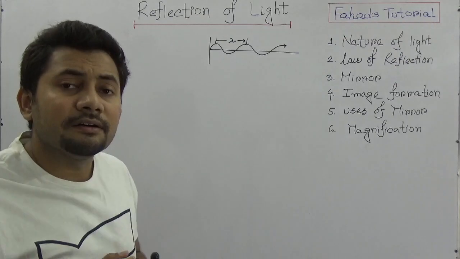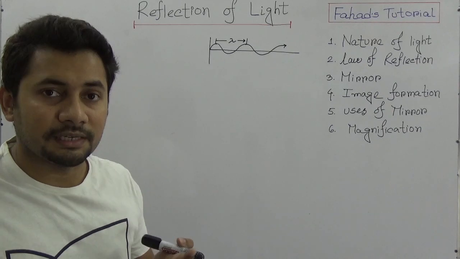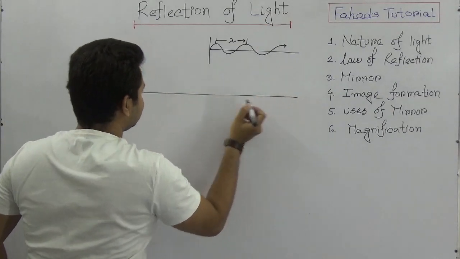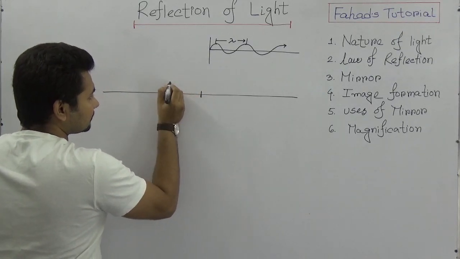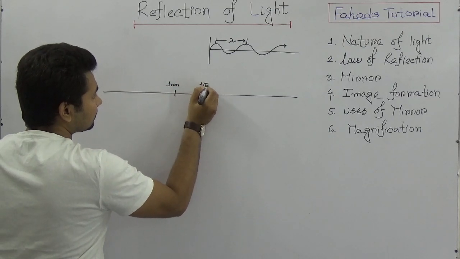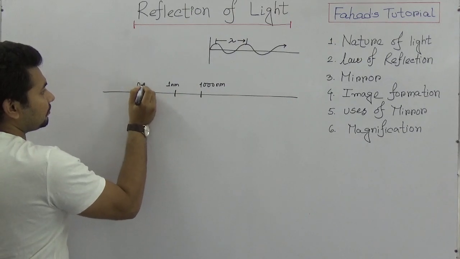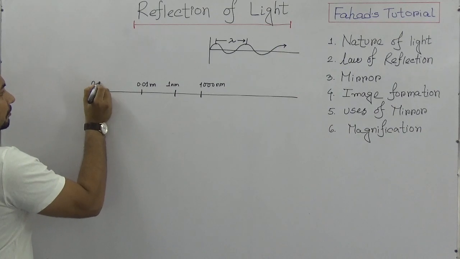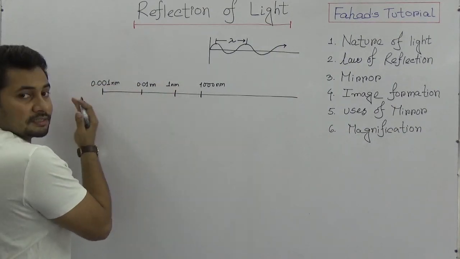And what is the wavelength that we can usually see? If we follow the spectrum, suppose this is 1 nanometer and this is 1000 nanometer. If you say this is 0.01 nanometer and this is 0.001 nanometer, so this is the lowest one.